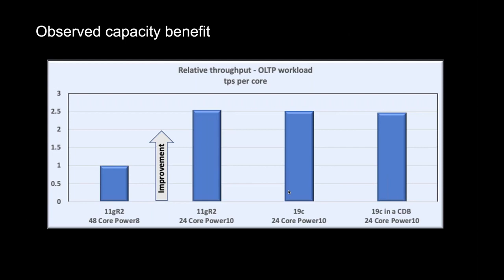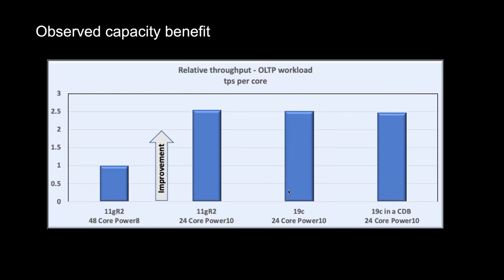So what did we see? On 11GR2, our baseline of 1, 48 cores. When we moved to the 24 core, we saw 2.5 times more throughput because we did see an improvement in transactions and we were on half the number of cores. So we saw a better than 2x performance benefit. Indeed, when we went to 19C, we saw very similar results, a slight drop off, if you can see from the graphic. And then moving to the container database, again, we saw a little overhead, but nothing substantial.